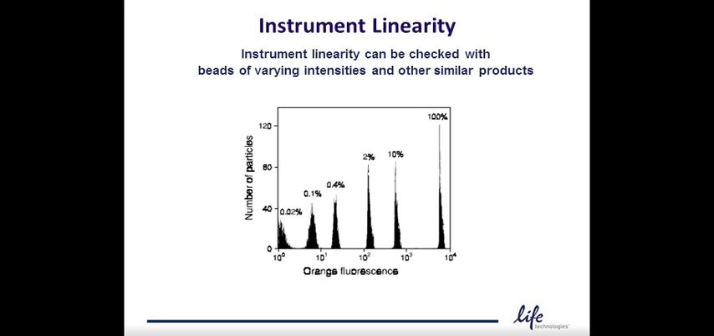Lack of instrument linearity can produce non-standard G2, G1 ratios and can have a significant impact on DNA index values. It can also affect the aggregate estimates with the modeling software. Instrument linearity should be checked on a regular basis. One way to do this is using beads with varying fluorescence. There are many products available for this, and some instrument performance tracking measures the linearity for each fluorescence detector.